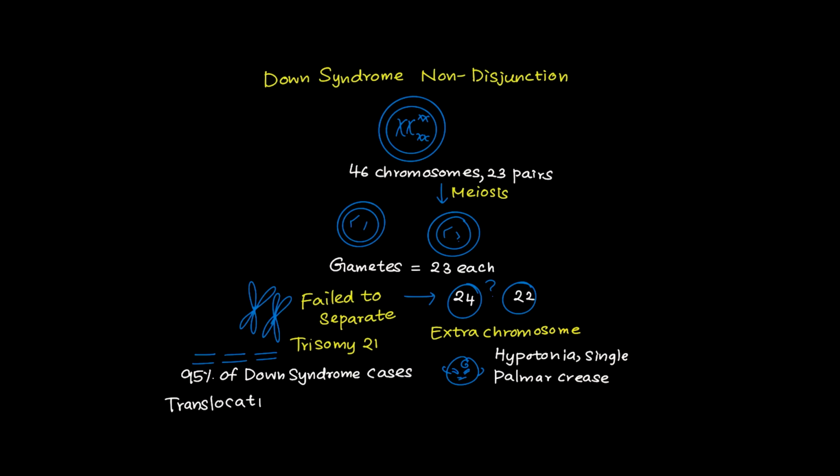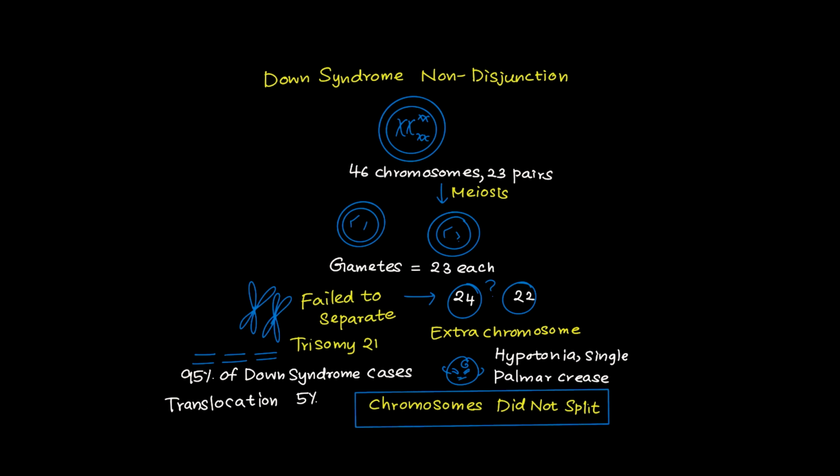Here's a WGU D236 OA exam tip for you. Tie Down syndrome to non-disjunction using the phrase chromosomes did not split. Split failure equals extra chromosome equals trisomy 21. Did not split equals double delivery equals Down syndrome.